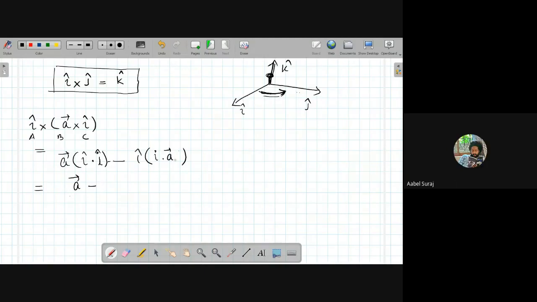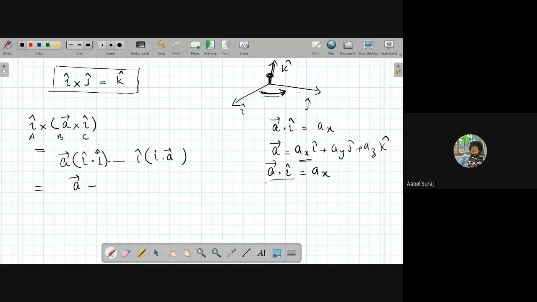I dot A, or A dot I. What is A dot I here? It will be AX, because A vector is AX I plus AY J plus AZ K. Since the dot product is commutative, I dot A is the same as A dot I. It will be AX only, the component along the I direction.